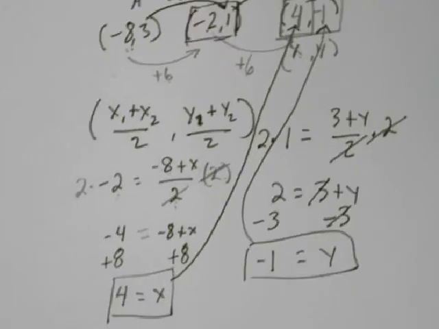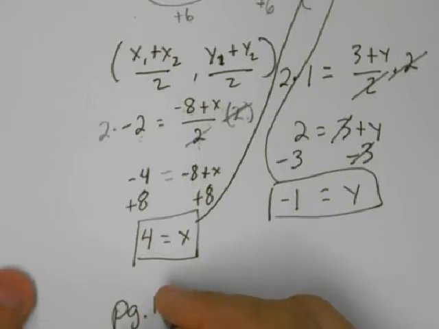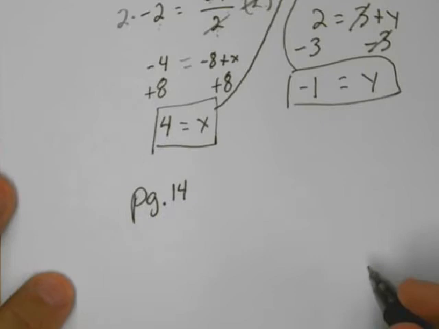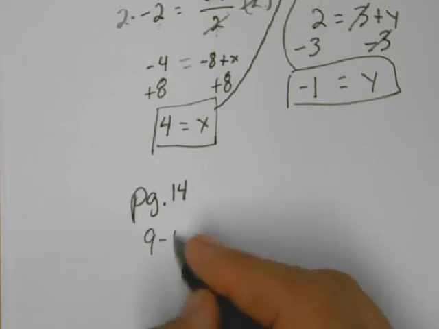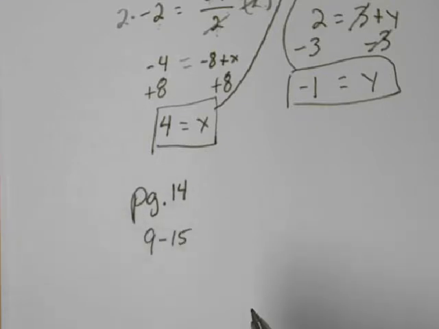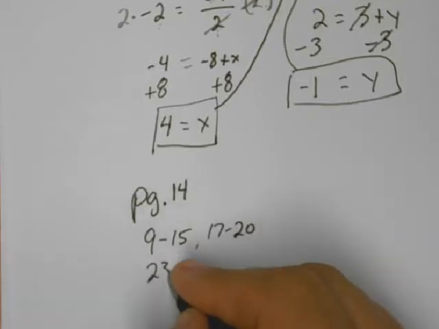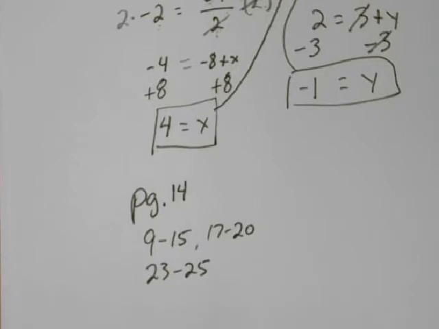Okay, turn to page 14 of your homework. At the top of page 14, I want you to write page 14. And then I want you to write this: 9 through 15, 17 through 20, 23 through 25. Does that look familiar? Yeah. That was the assignment, right? I want you to write that at the top of the page. Top of page 14.